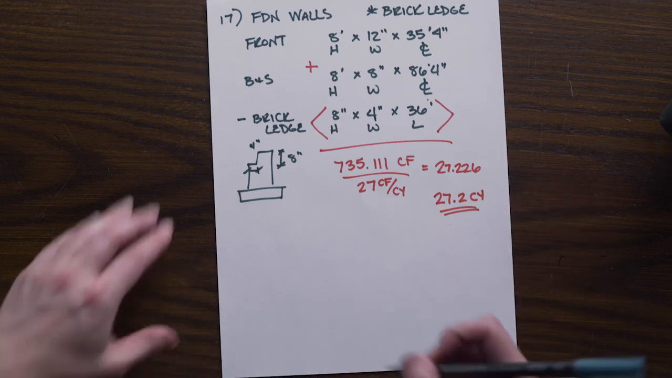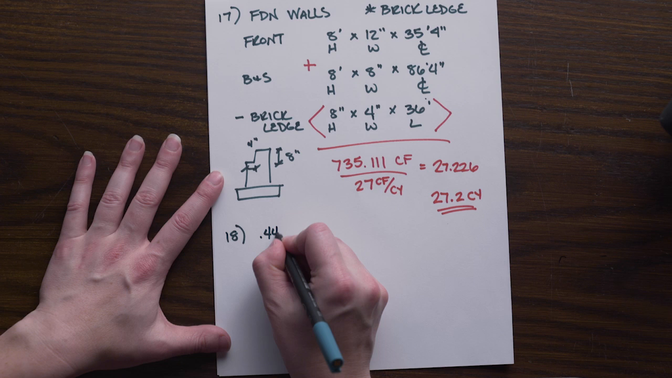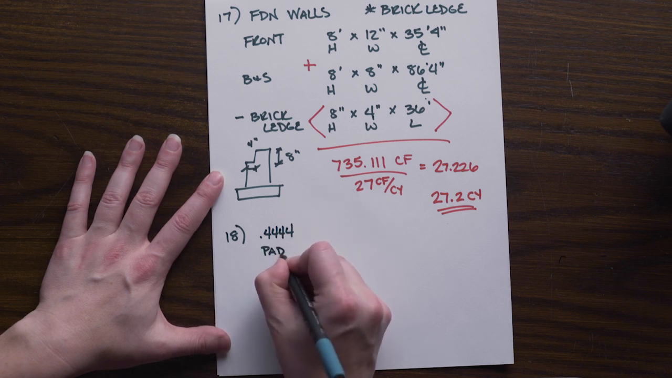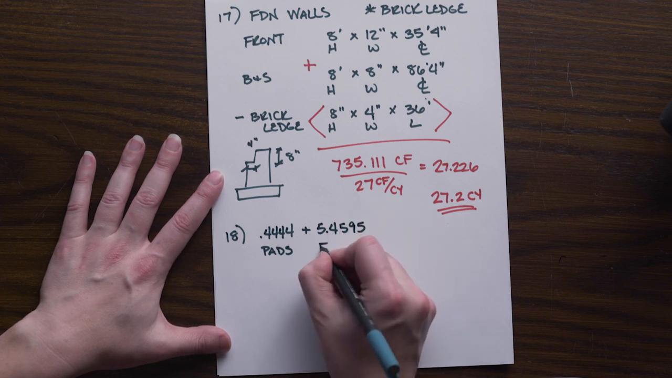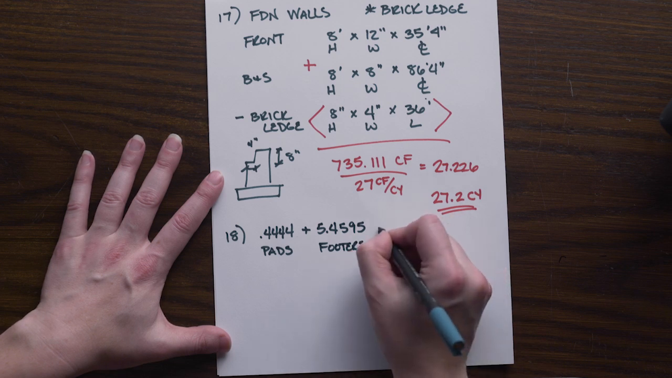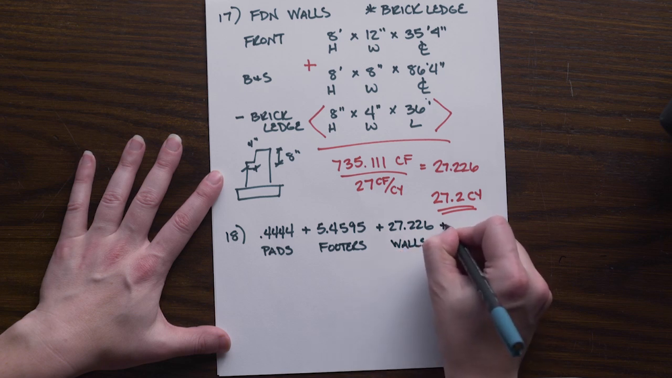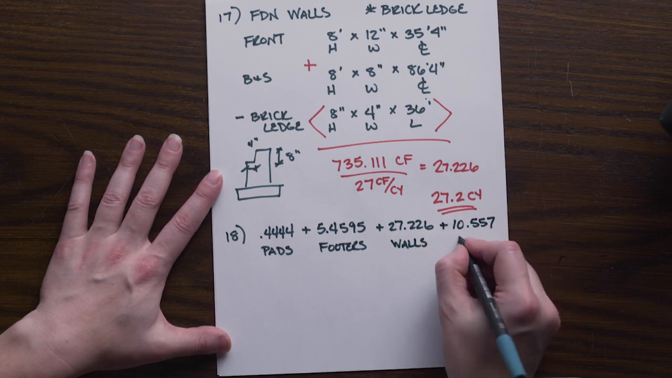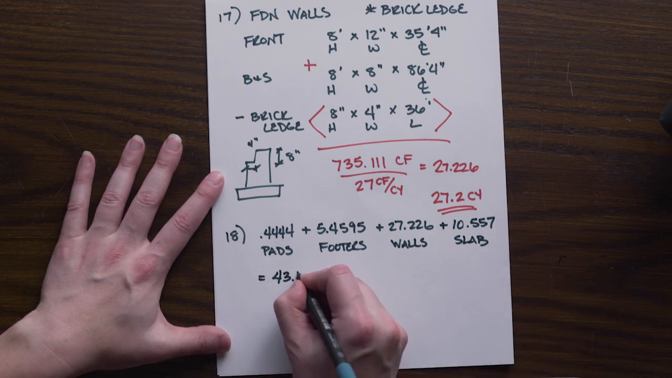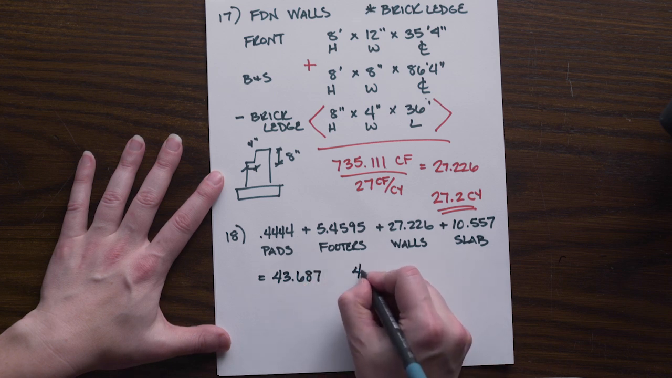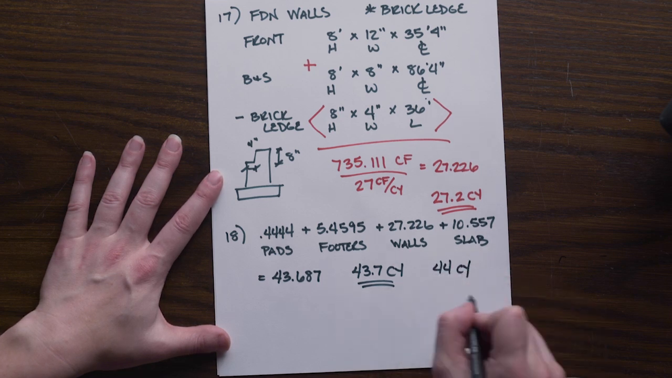The last one is totaling up all the concrete on our project. So we have our 0.4 repeating for our footing pads. We have the 5.4595, which is our footers. We have the 27.226 for our walls. And we have the 10.557, which is our slab. So total, we have 43.687, or roughly 43.7 cubic yards. If you rounded it up to 44, that would be perfectly fine as well.